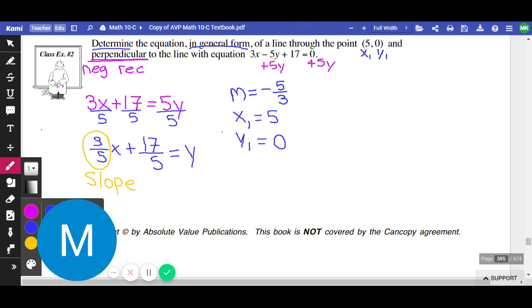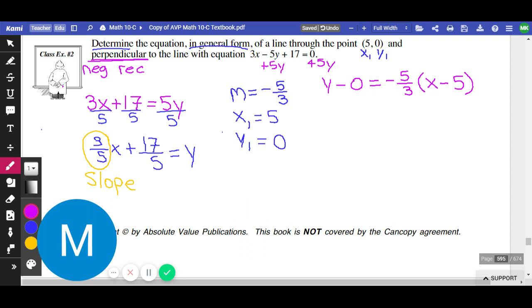So that's when you go y minus y1, y minus 0 equals m, which is negative 5 over 3, bracket x minus x1, which is 5. That's an equation that is perpendicular to this line and goes through the point 5, 0. Tricky, right? It's combining a lot of thoughts into one.